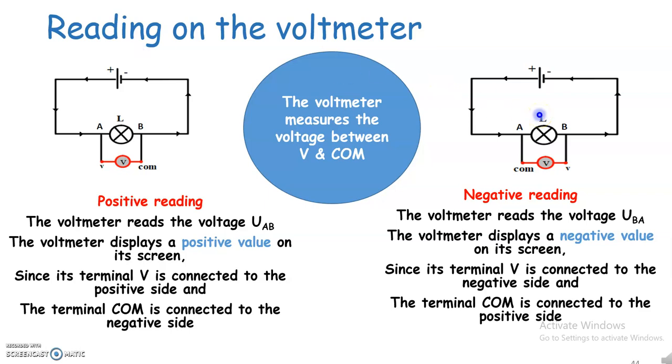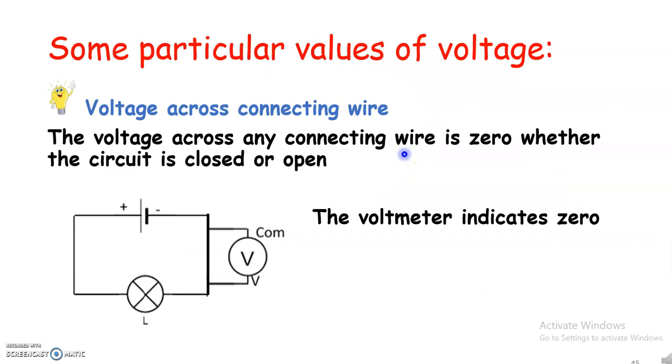This is not the case here. Here V, which is the plus of the voltmeter, is now connected to B, which is connected to minus of the battery, and COM is connected to A, which is connected to the plus of the battery, so the voltmeter here will display a negative value.